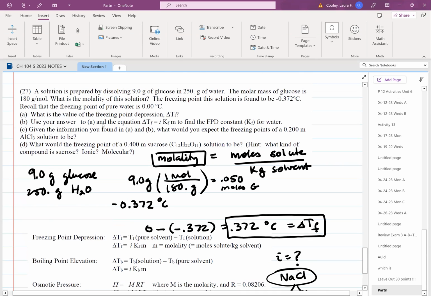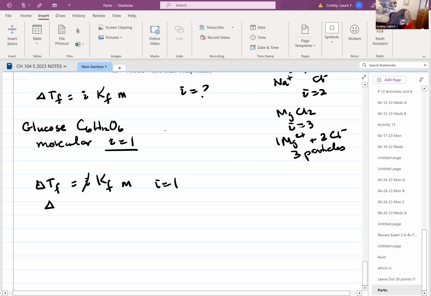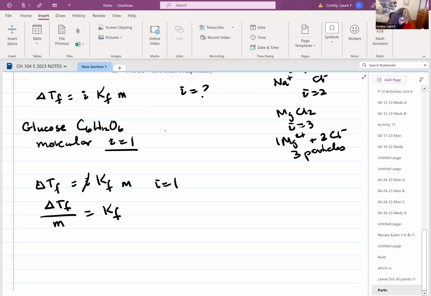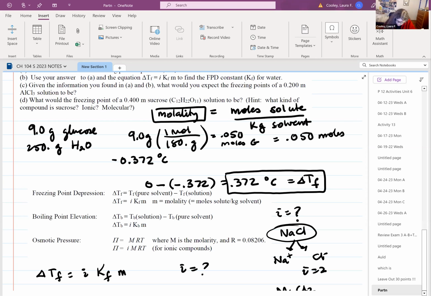So what are we trying to do here? Oh yeah, so we'll take the delta TF. We'll use this equation, delta TF is i KF m, but i is equal to 1, so we get rid of it. So just take that delta TF, which was 0.372, divided by 0.05. Wait a minute. Oh, we never found the molality. That was just the moles we found. Okay, so see, we didn't get to the molality because we had to divide that. So it's 0.050 moles.